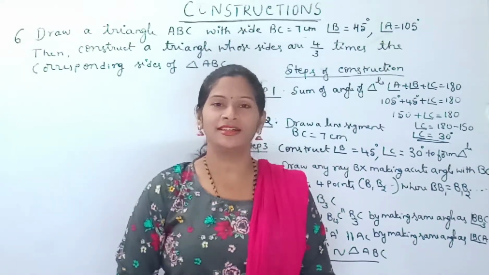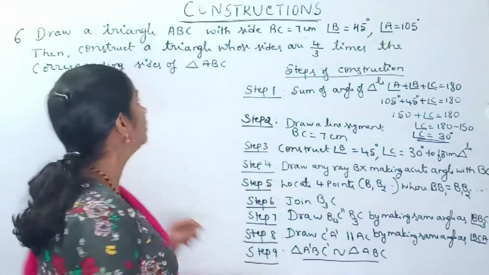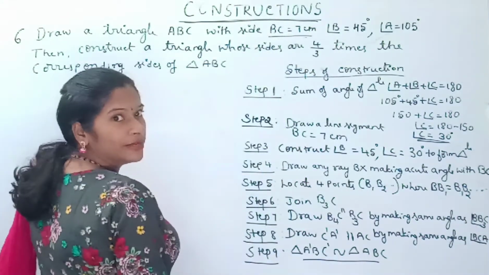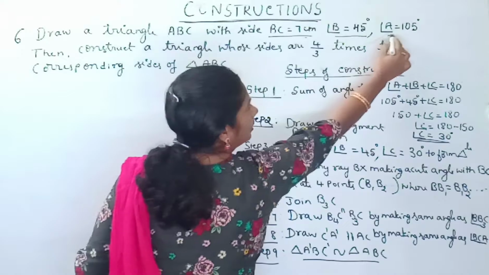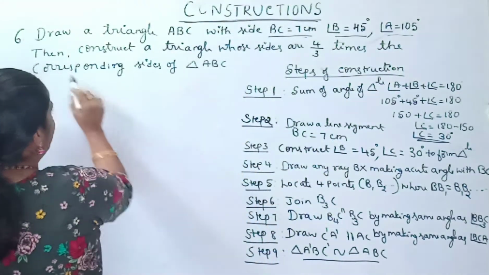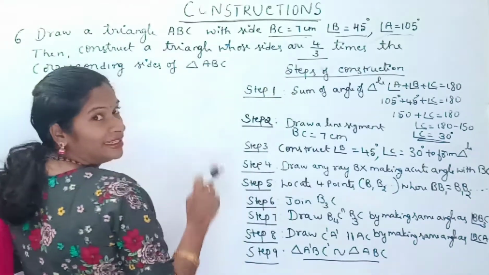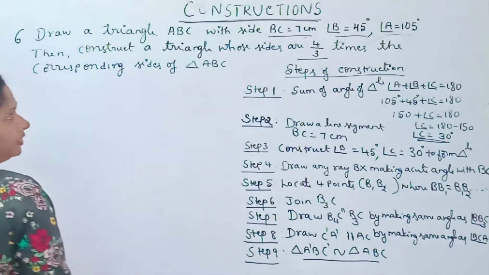Today let us construct exercise 6th problem of construction chapter. Coming to the question, draw a triangle ABC with the side BC equal to 7 cm, angle B equal to 45 degree, angle A equal to 105 degree. Then construct a triangle whose sides are 4 by 3 times of the corresponding sides of a triangle ABC.